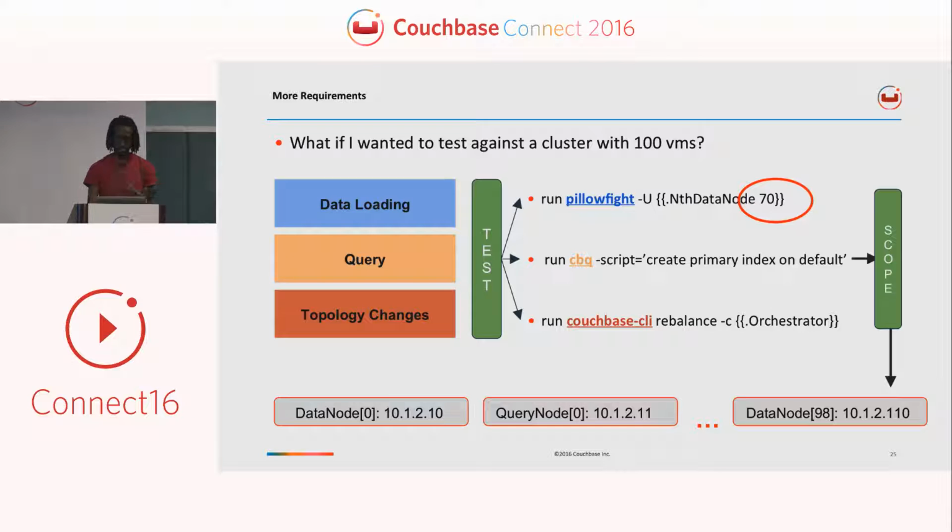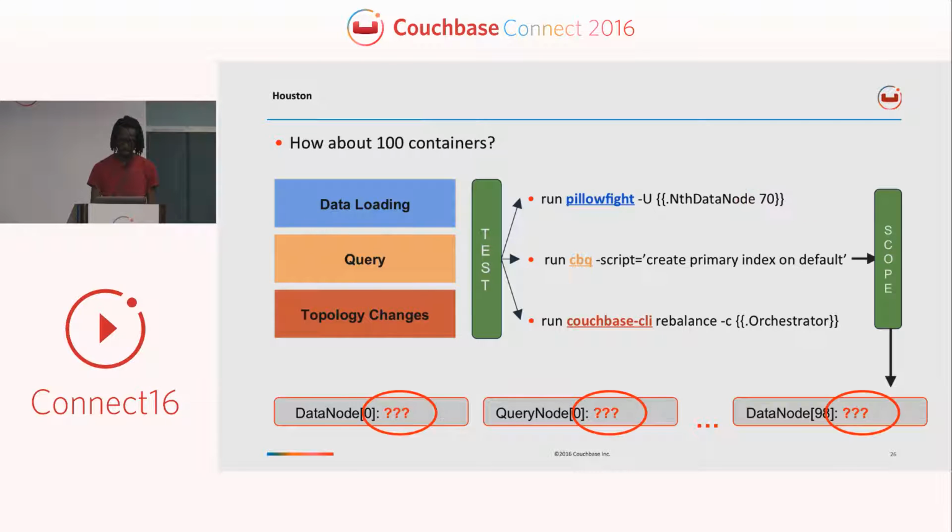So just extrapolating from that idea, if you wanted to say, okay, I want to do the same thing against 100 VMs and I want to do data loading on the 70th data node. So, okay, let's say we have VMs and we all know the IP addresses of them. I guess an approach could be you could create some sort of static file and create identifiers where you map the IP addresses to each of the 100 VMs. And maybe you could get by with that if your IP addresses never change and they're all static and you just want to test that cluster.